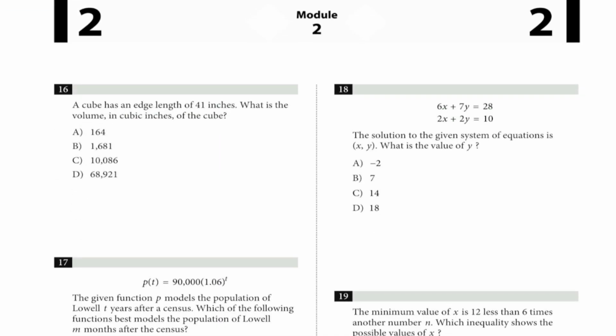Okay. Number 16. A cube has an edge length of 41 inches. What is the volume in cubic inches of the cube? Well, the volume of a cube is just, we usually say side cubed, but technically for a cube, we call the sides edges. So saying the edge length, that's them saying basically S is equal to 41. So we're just going to figure out what 41 cubed is.